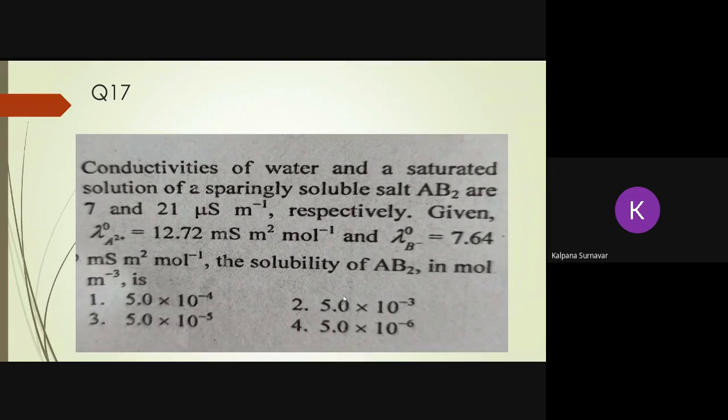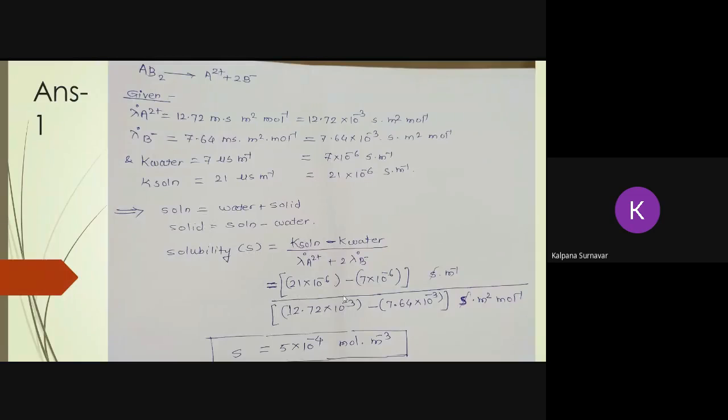To find the solubility of any species, either AB2, BA2 or anything, you have to first find the dissociation equation of this molecule and then find the equation of solubility. Solubility is equal to K solid divided by the conductances of the dissociated species, which are given here. Just put in the values and find the solubility.